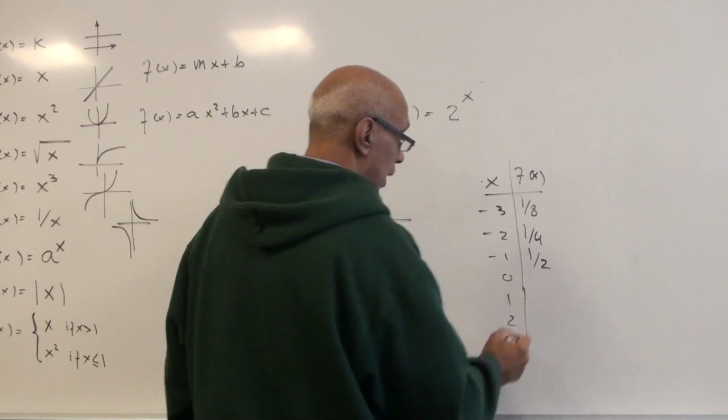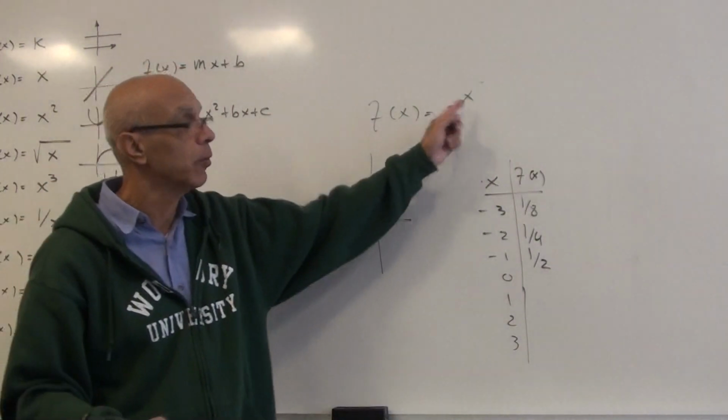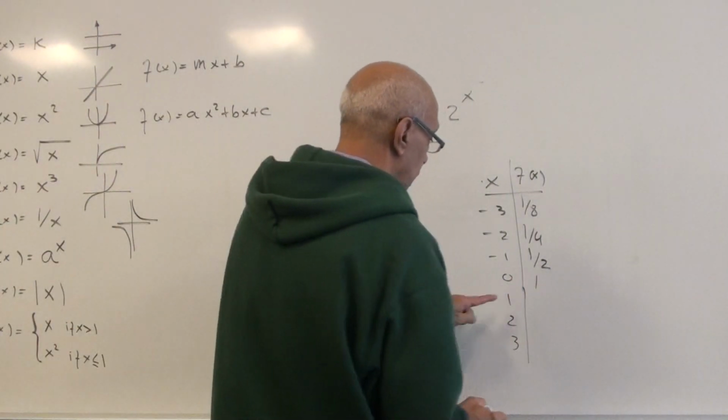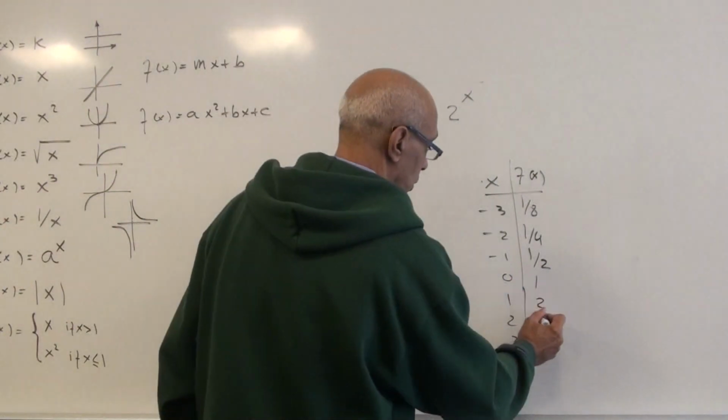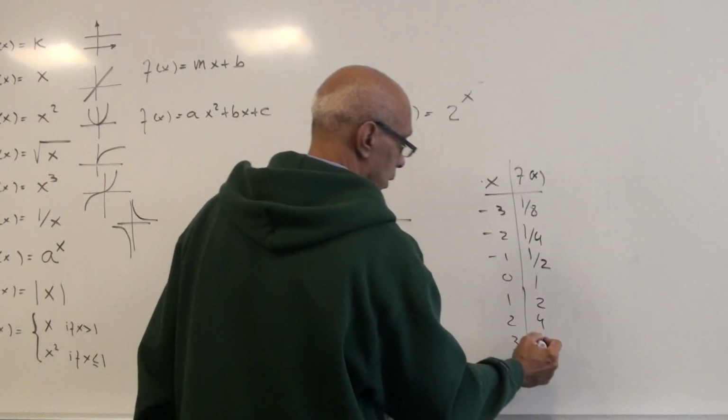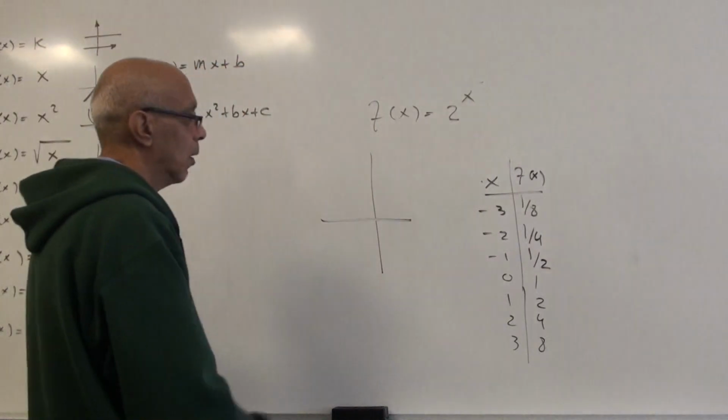What's going to be, if I have an exponent 0 here? It's going to be 1. And if it's 1, it's going to be 2. If it's 2, it's going to be 4. And if it's 3, it's going to be 8. Okay?